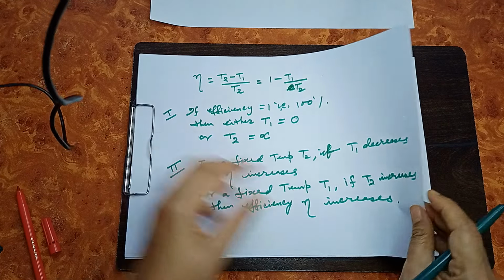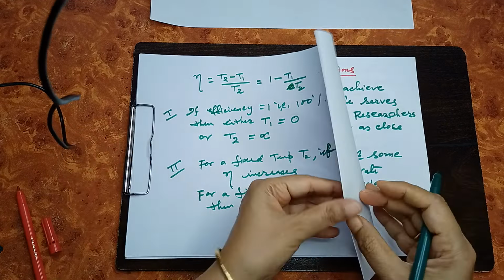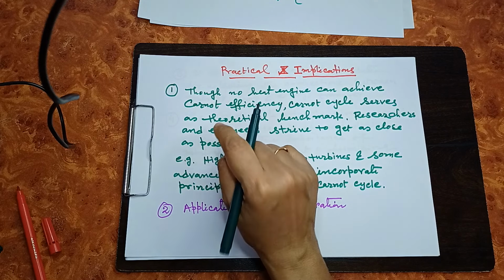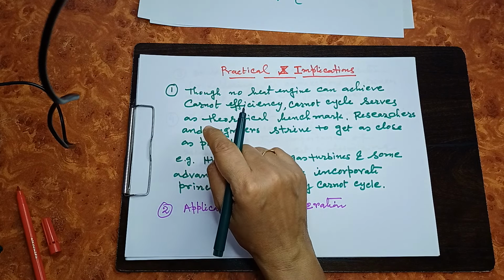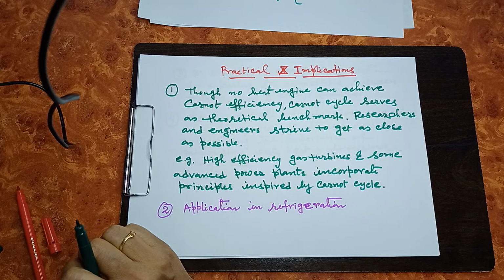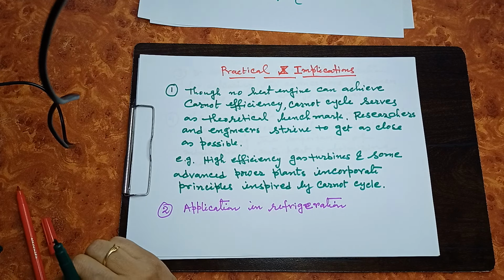Now, coming to the next point, the practical implications. In the Carnot cycle, we have observed that all the 4 steps are reversible. And you know, in a reversible process, work done is maximum. But a reversible process cannot be carried out practically. So using the Carnot cycle principle, whatever efficiency value you can calculate theoretically, that much efficiency of a particular heat engine cannot be obtained practically, because practically you cannot carry out the reversible process.